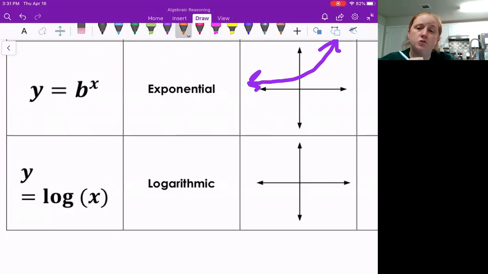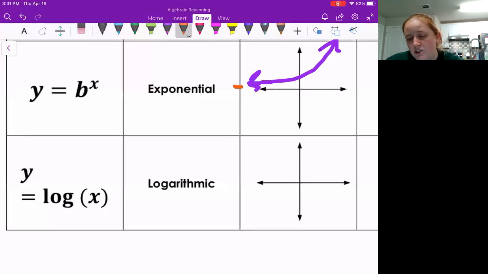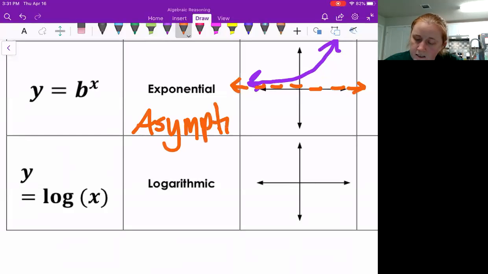Now, the exponential graph itself has something very special with it because it has what's called an asymptote, which is an imaginary line that behaves like a boundary. And in this case, for the exponential, your asymptote is actually located on the x-axis. So that we can remember what that's called, this is an asymptote. That dashed line there is called an asymptote.